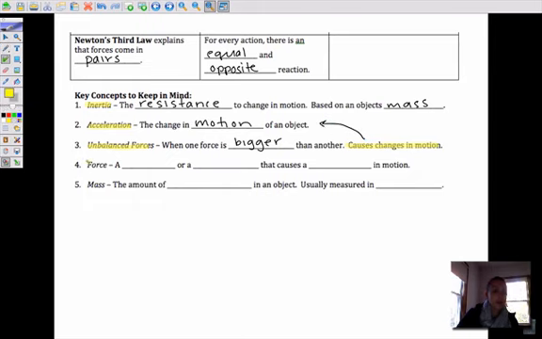We need to remember also that a force is a push or a pull that will cause that change in motion. So this is connected to unbalanced forces, which is connected to acceleration. And the last thing we need to remember is that mass is the amount of matter in an object. And we're going to start using kilograms as our unit of measurement.